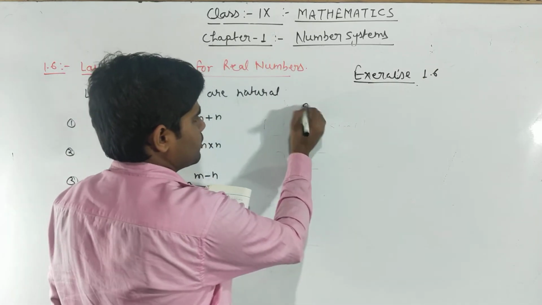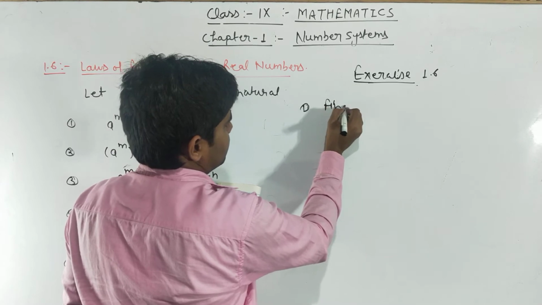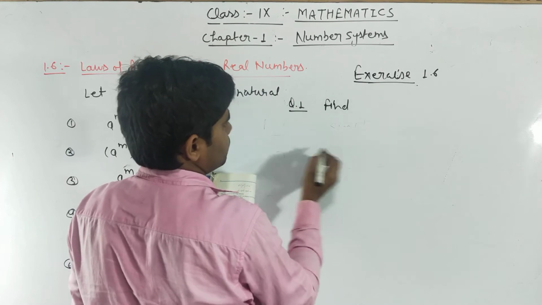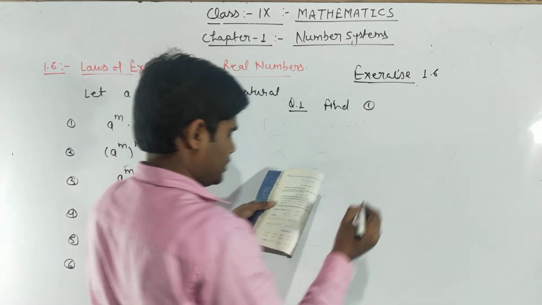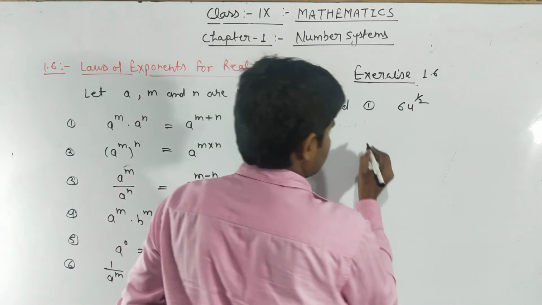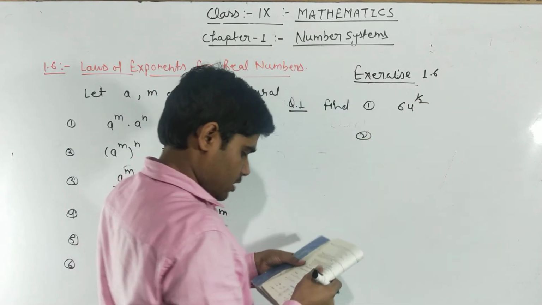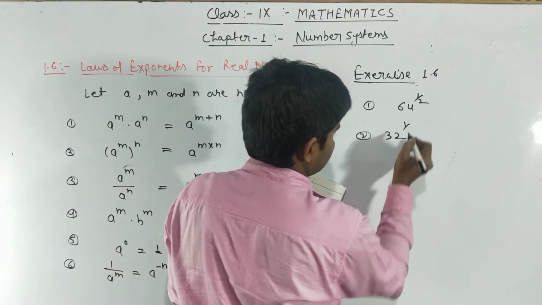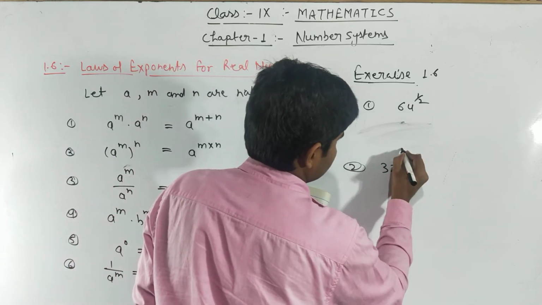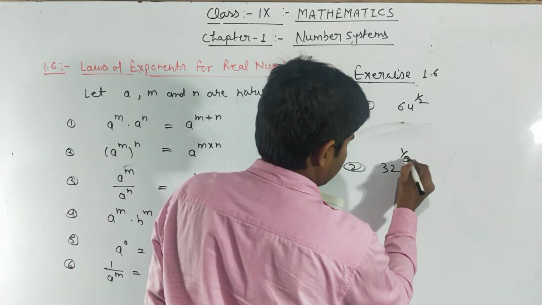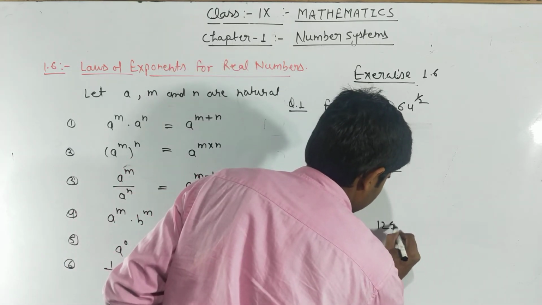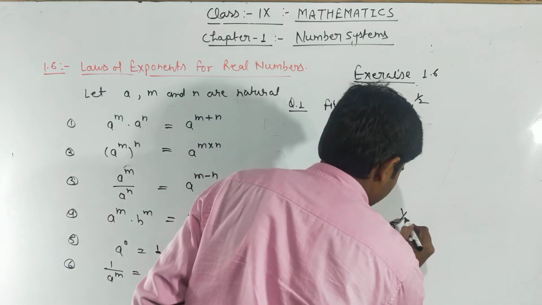Exercise 1.6, Number 1. Find the value of: first, 64 raised to the power 1 by 2; second, 32 raised to the power 1 by 5; third, 125 raised to the power 1 by 3.